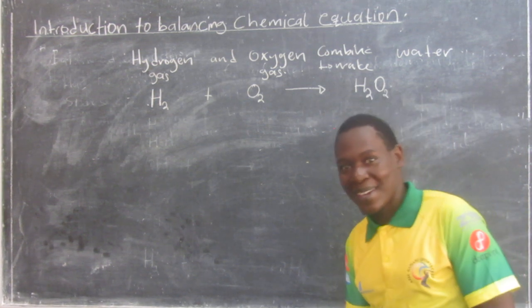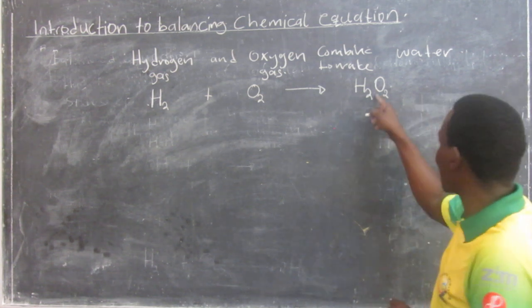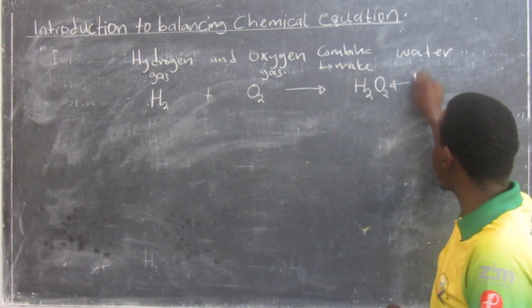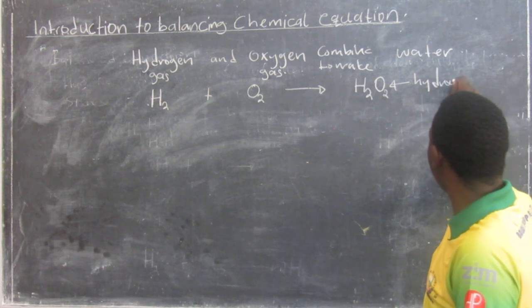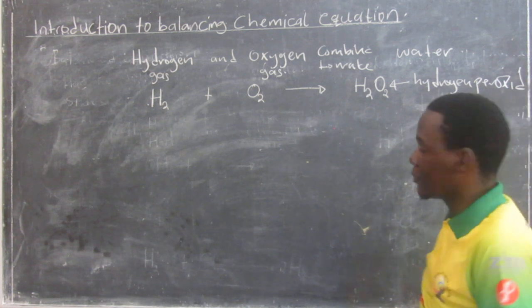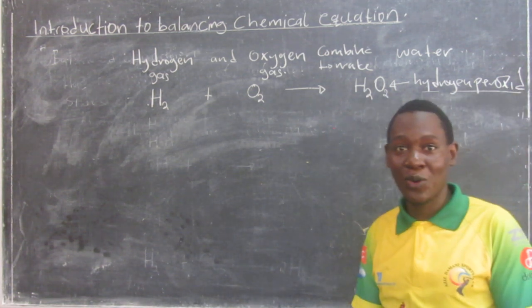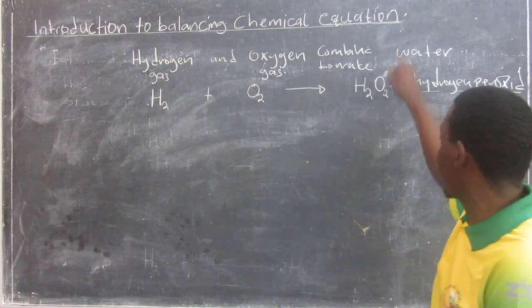Isn't it? Here, when you add a 2 here, you are changing the compound. This one is no longer water. Now we have formed what we call hydrogen peroxide. Hydrogen peroxide. You have formed what we call hydrogen peroxide. It is now no longer water, meaning that we have changed the question.